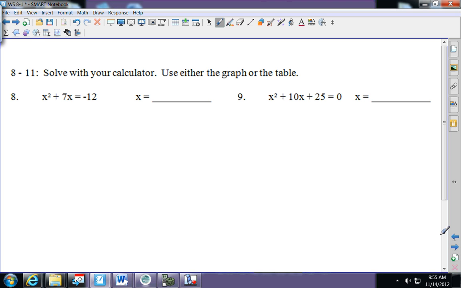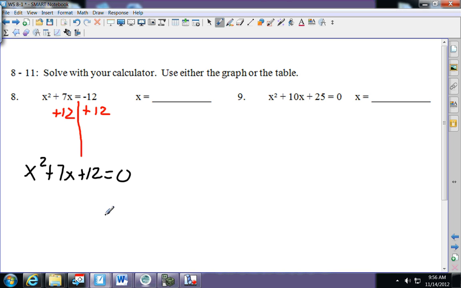All right, let's go right here. We're going to go to number 8 and 9, and it says that we need to solve with the calculator. Before you can solve with the calculator, what did I say that it had to be in? Standard form. So let's take 8 and change it into standard form. We're going to do that by adding 12 to each side. I get x squared plus 7x plus 12 equals 0.